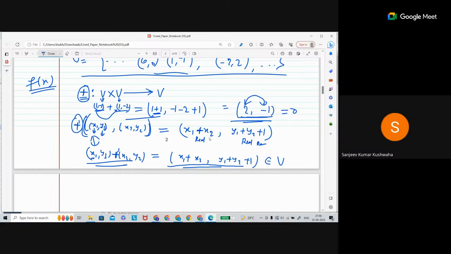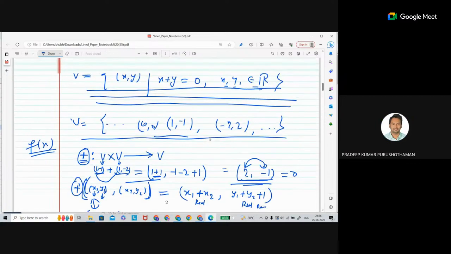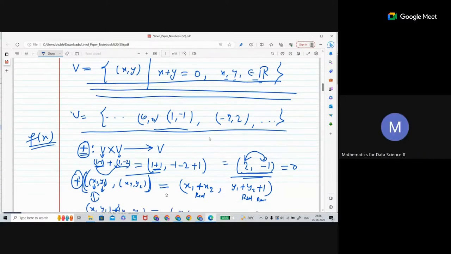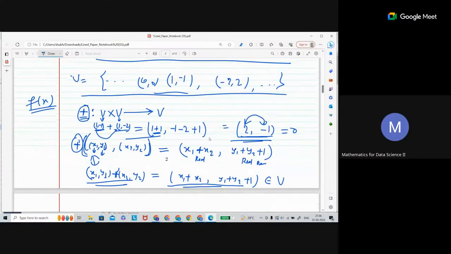X plus y equals zero, right? Yes. Here, 1 minus 2 itself is not matching x plus y equal to zero. So is that correct? No, I just missed that. Thank you. This is not in V.